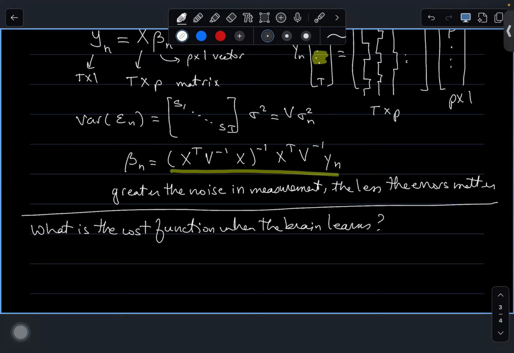Okay, so one can think about these questions mathematically and say, well, when people are performing some task, what is the loss function that they're using?